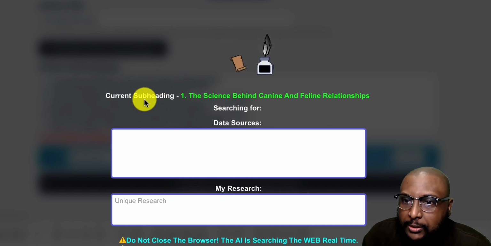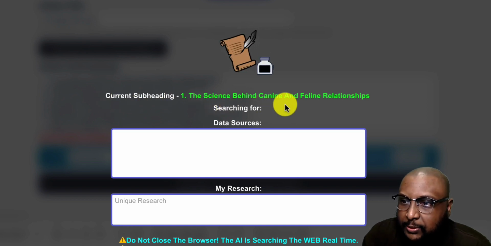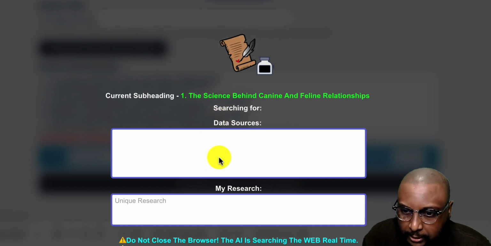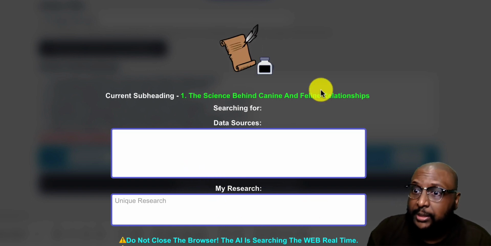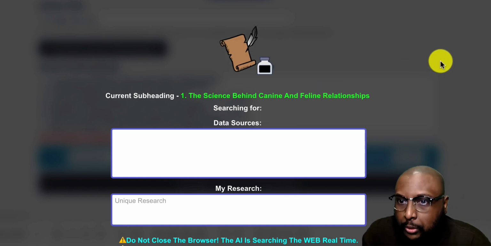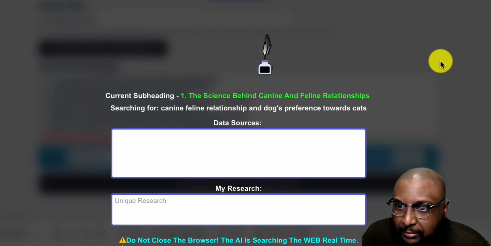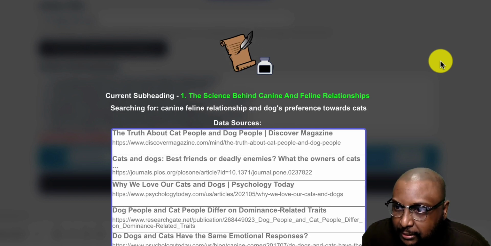Okay. So it's on the current subheading, the science behind canine and feline. It's searching for, looking through certain data sources for my research. Okay. So it's currently loading and doing its thing in the background, which is cool. And it looks like it searches for data or information by each unique subheading, right?